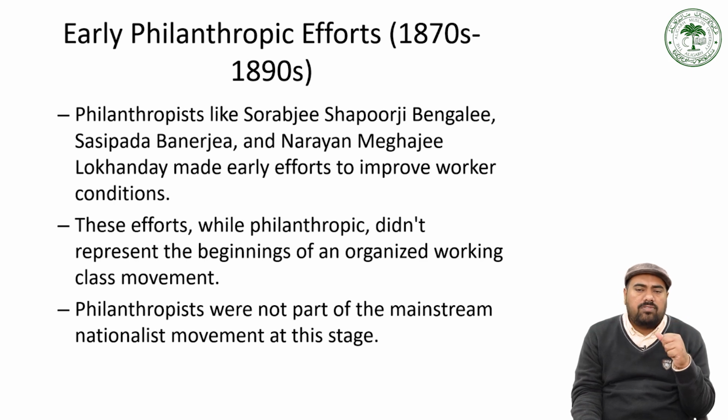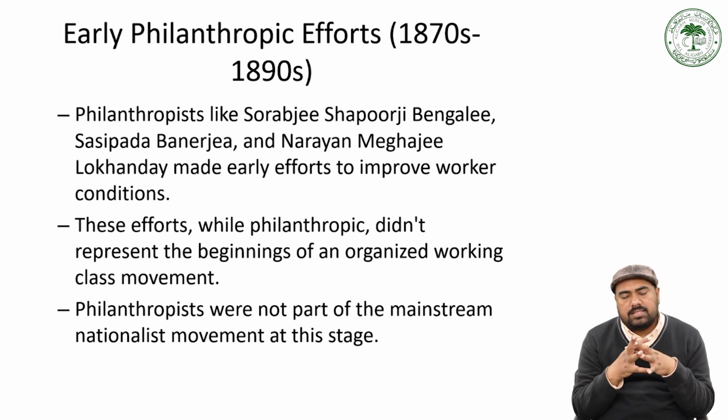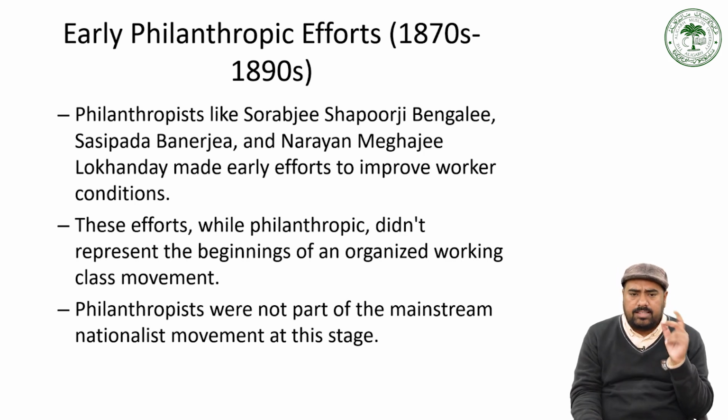And what were these early philanthropic efforts? As I mentioned, Sorabji Shapoorji Bengali, Sasipada Banerjee, or Lokhande, they made early efforts to improve workers' conditions. These efforts, while philanthropic, did not represent the beginnings of an organized working class movement. Now, philanthropists were not part of the mainstream nationalist movement at this stage, but nevertheless, later part of these efforts, and also workers' union leaders, gradually became part of the nationalist movement, and also leaders of the Indian National Congress by 1885 onwards.